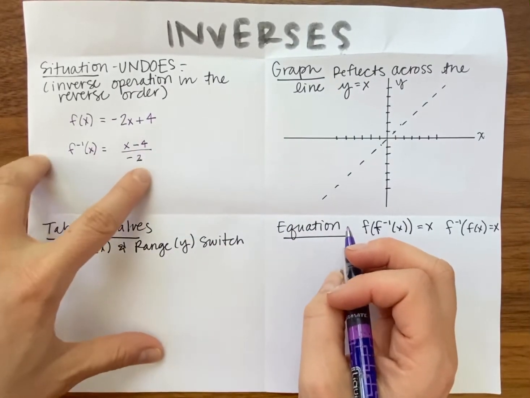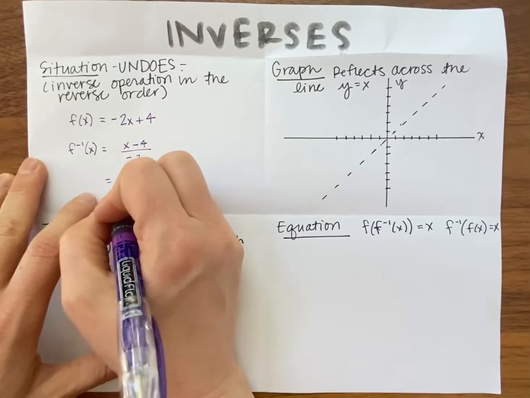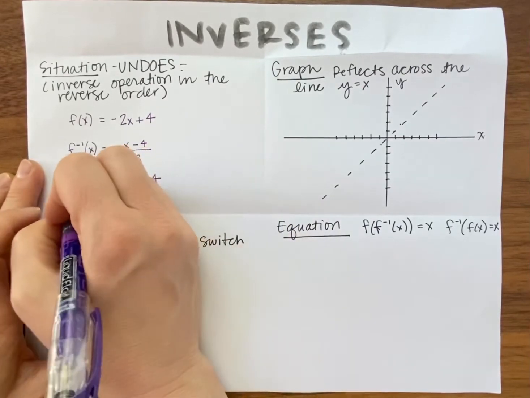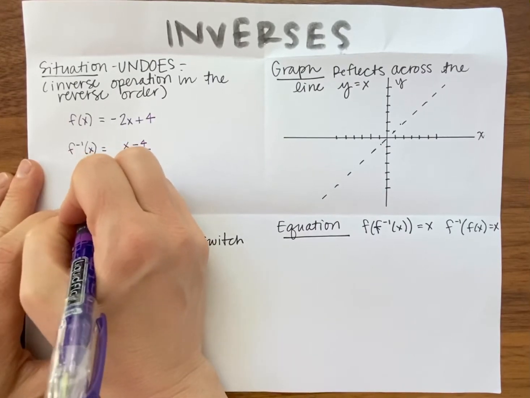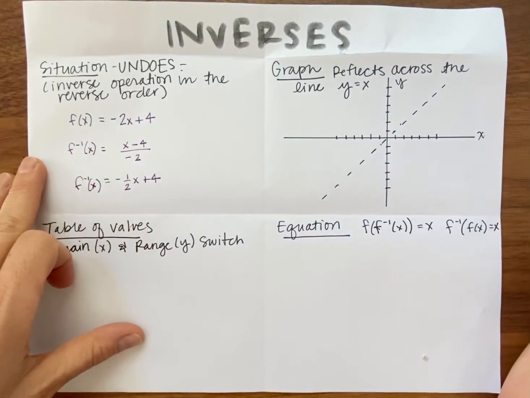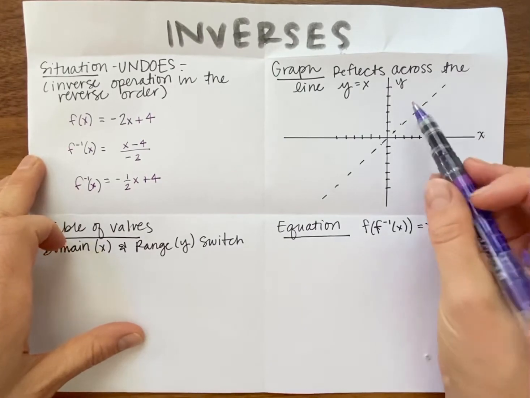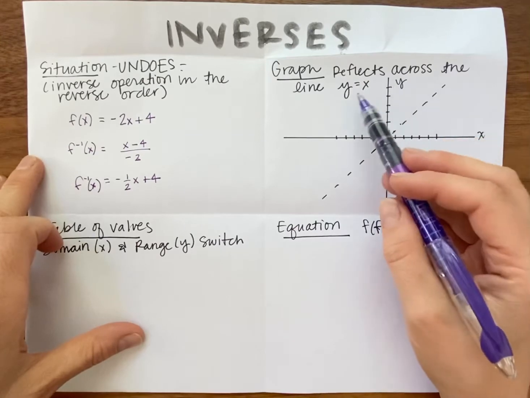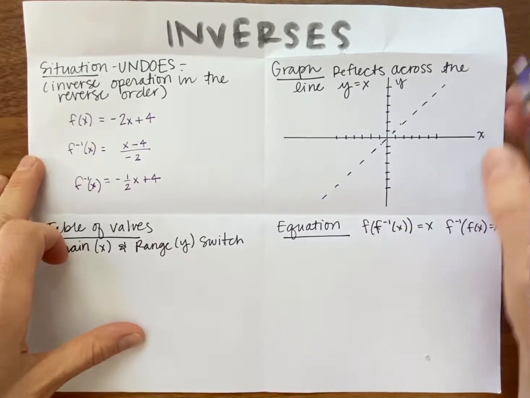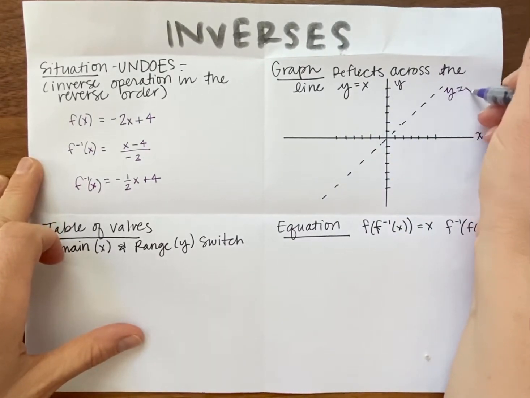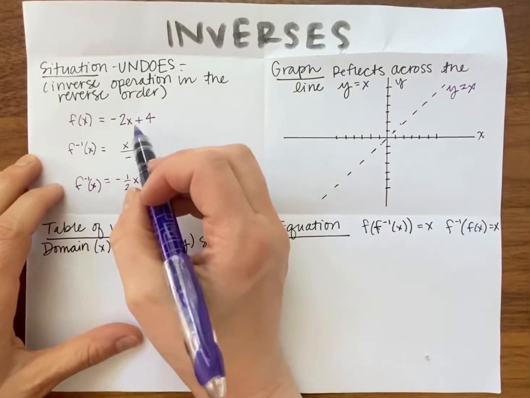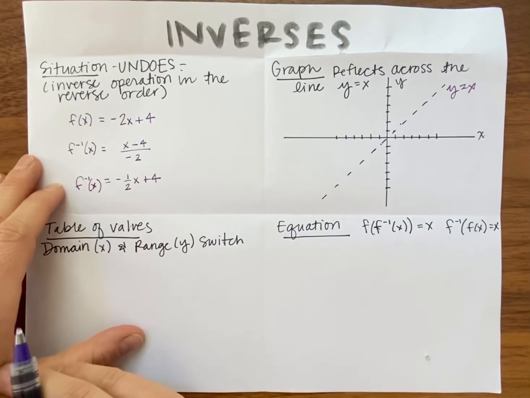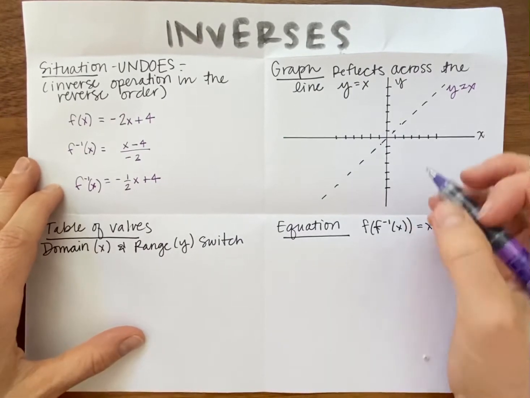Now, we can simplify this a little bit. We can call this negative 1/2 x plus 2. F inverse of x is negative 1/2 x plus 2. Now, if we think about this graphically, the graph reflects across the line y equals x. So here I have our line y equals x drawn in here. And let's graph both the function and its inverse. I'm going to do it quietly. Why don't you do it as well?